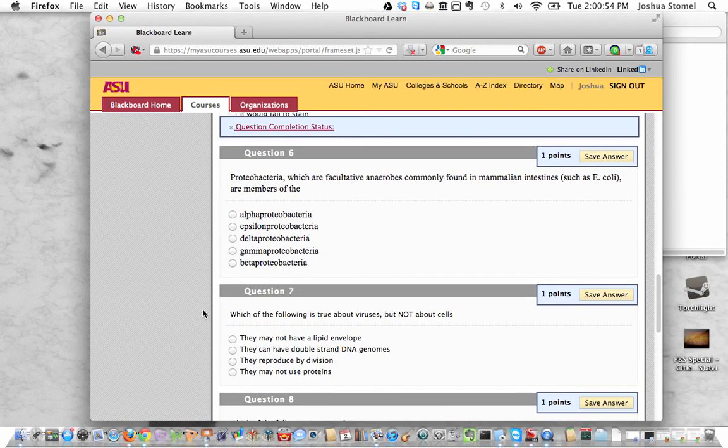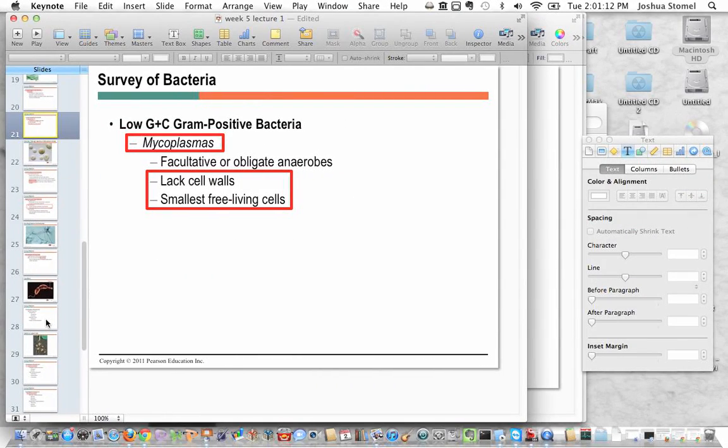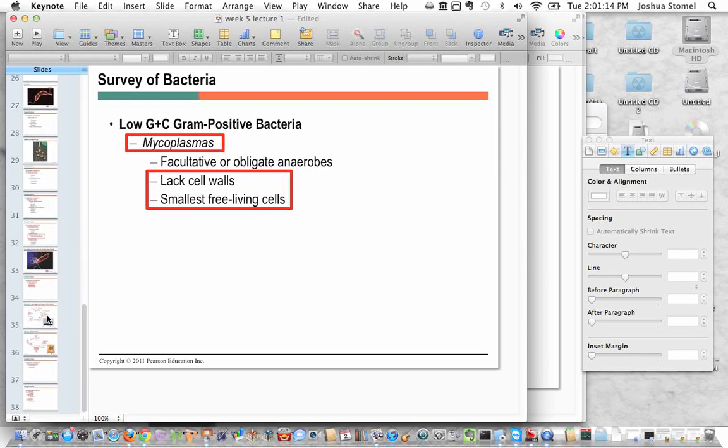Question 6. Proteobacteria, which are facultative anaerobes commonly found in mammalian intestines, such as E. coli, are members of the blank. And this is just a matter of looking it up. And we're going to go look over here. Go find proteobacteria on this sheet.